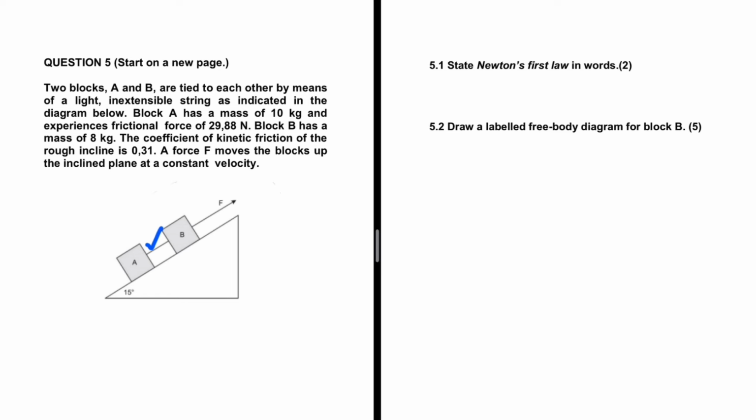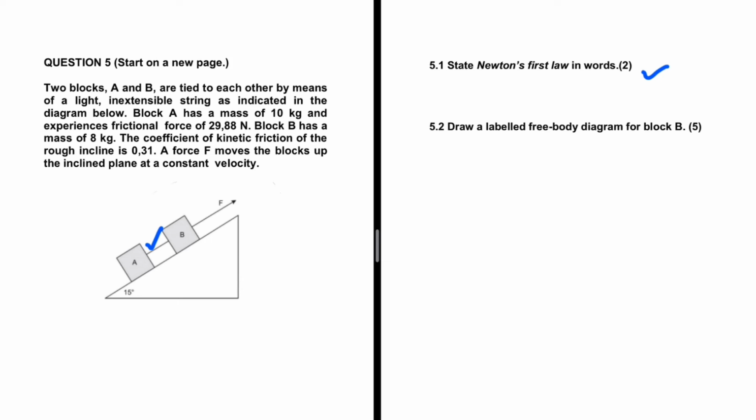So the first question, 5.1, we just state Newton's first law of motion in words. A body will remain in a state of rest or motion at constant velocity unless it is acted upon by a non-zero resultant force. That is 5.1, quick and easy.